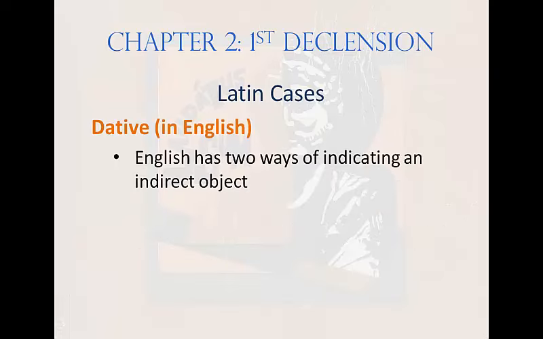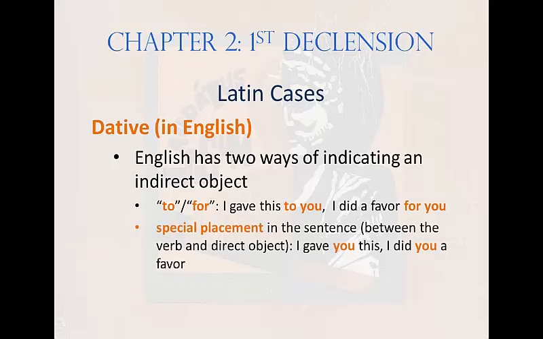English has two ways of indicating an indirect object. It can use the prepositions to or for, as in, I gave this to you, I did a favor for you, or a word can be put in a special place in the sentence, between the verb and the direct object, such as, I gave you this, I did you a favor.